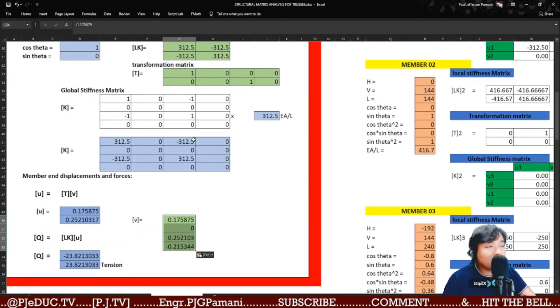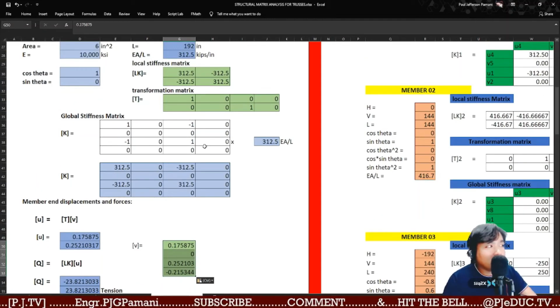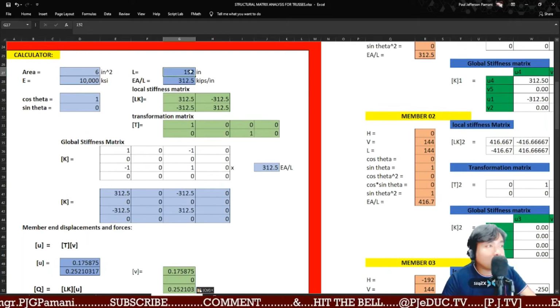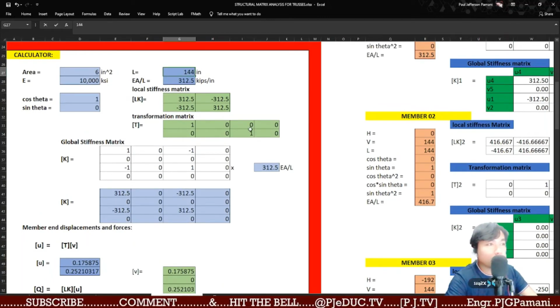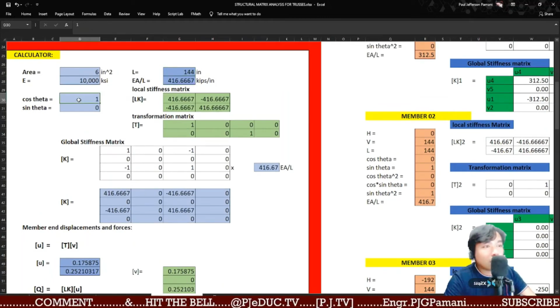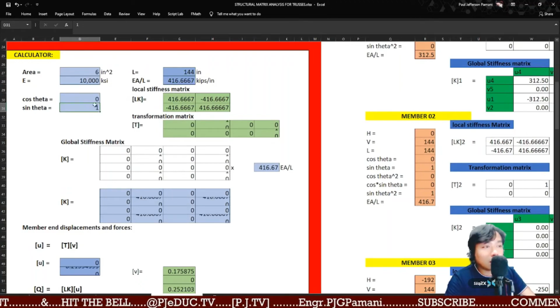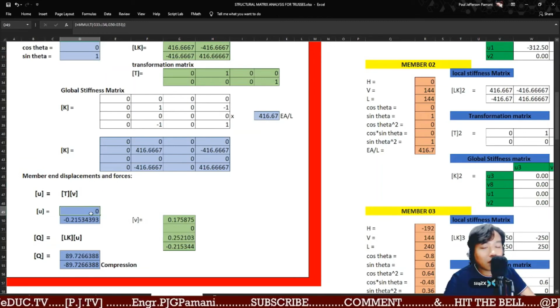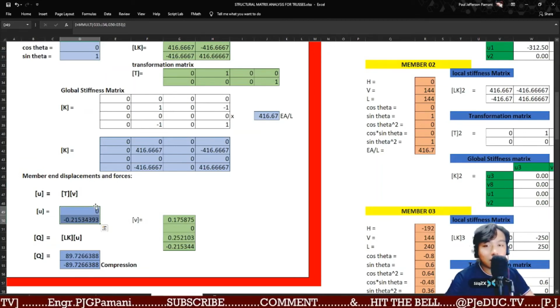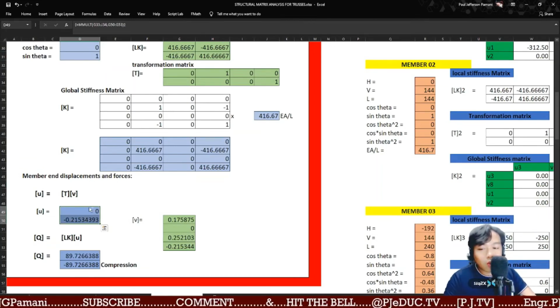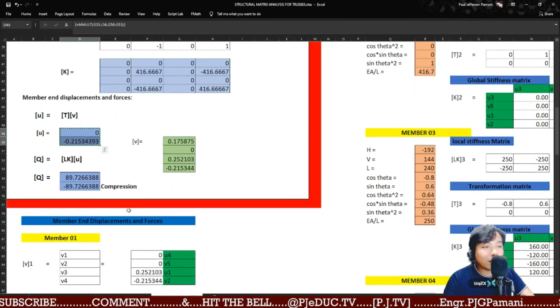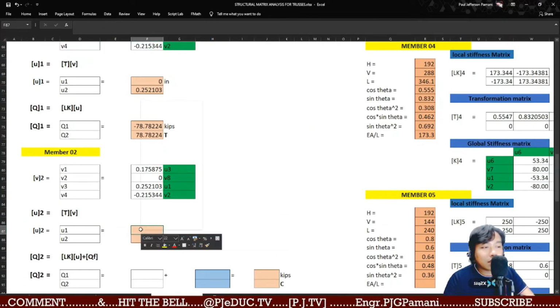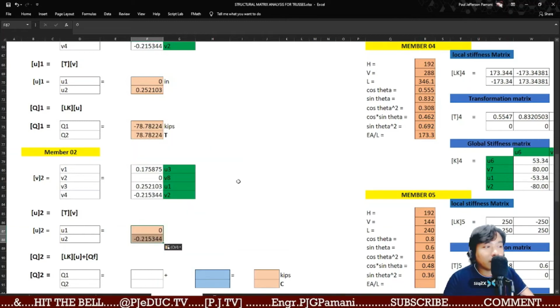Then, let's get again the transformation matrix of member 2. So, what is the length of member 2? 144. Cosine theta is 0. Sine theta is 1. Multiply T with the V. This is our end displacement for member 1 under its local coordinate system. Then, we just paste it here as a value.